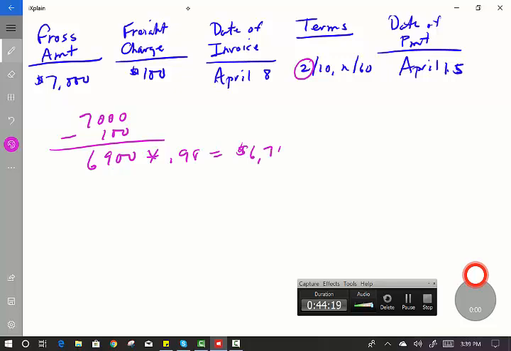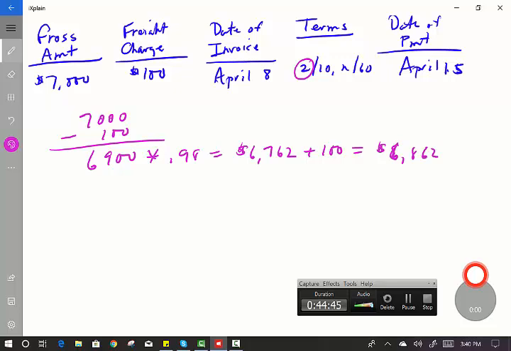$6,762, and I'm going to add the freight charges back into the end. So the total amount due on the invoice is $6,862.